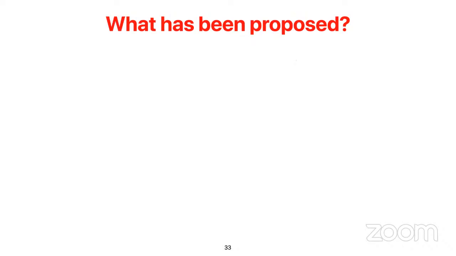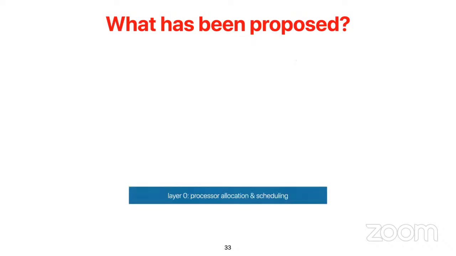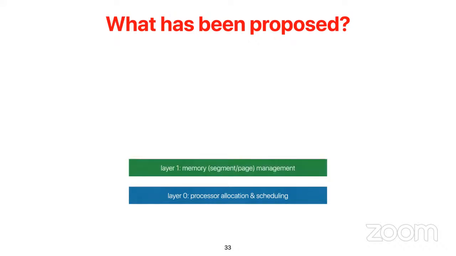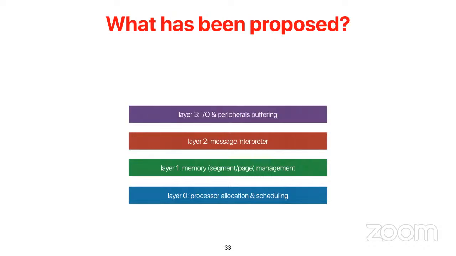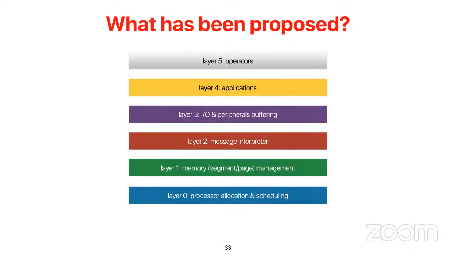So this is what they have proposed: layer 0, processor allocation and scheduling. And with that, they propose the abstraction of process. Layer 1 is the memory management, and that's where we start to see the shadow of virtual memory. Layer 2, that's the message interpreter. Layer 3, that's the IO buffering. Layer 4, that's the applications. And layer 5, that's you, the operators.